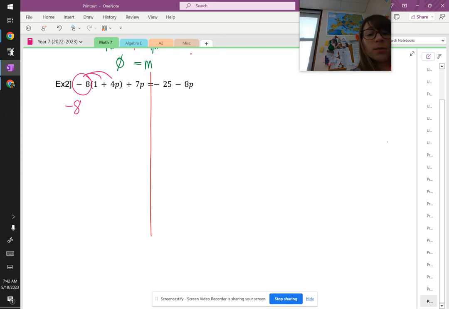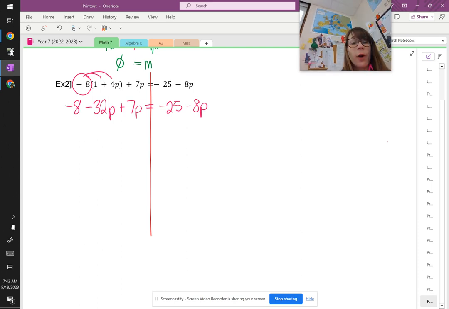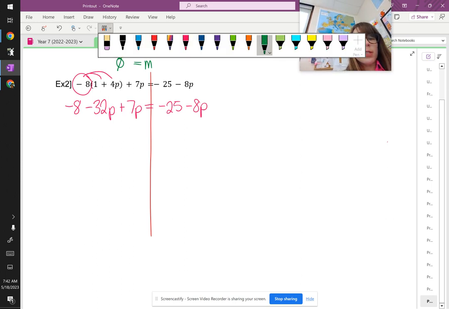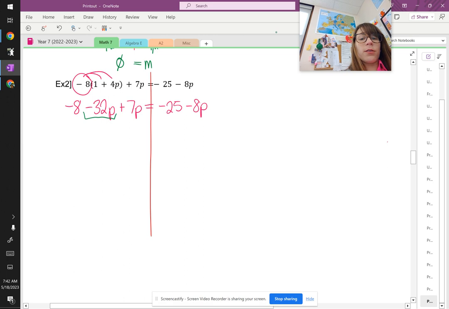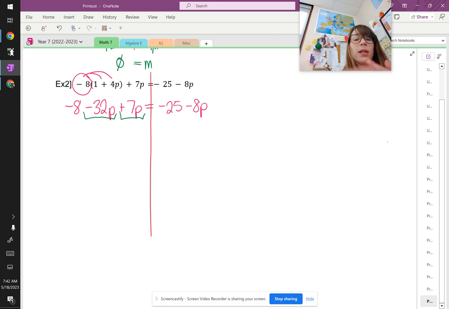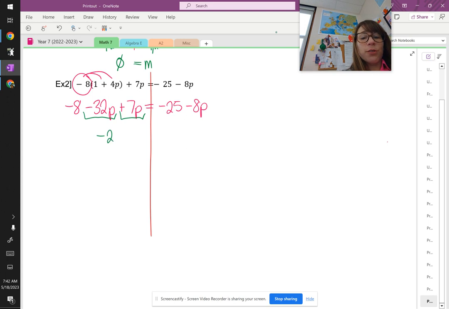Negative 8 times the positive 4. 8 times 4 is 32. P plus 7p, and then again, just carrying everything else down. Okay, now I do have a set of like terms that I can combine over here. This negative 32p and this positive 7p, those are like terms, and they're on the same side of the equal sign. That's the key piece. So I can combine those down into a negative 25p.